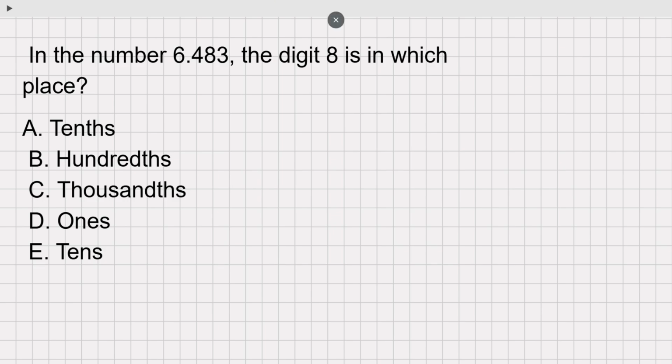Moving on to the next one. In the number 6.483, the digit 8 is in which place? When it comes to digits behind the decimal, the first one is the tenths place. It's not the ones place. I know that the second digit is the hundredths. I'm pretty sure I spelled hundredths right. And that's a D in there.